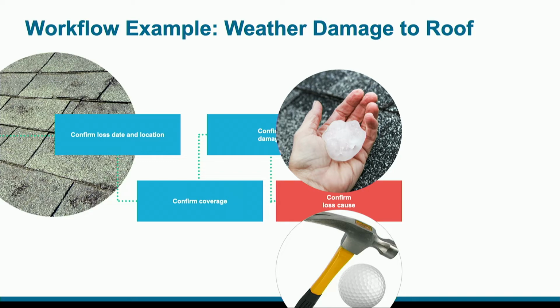Confirm loss cause. Okay, now this is where we tend to get gummed up. Because how can you tell the difference between a real hailstorm that was the proximate cause, as they say, of the roof damage, or a shady contractor with a hammer and a golf ball going around telling people he can get them a new roof?